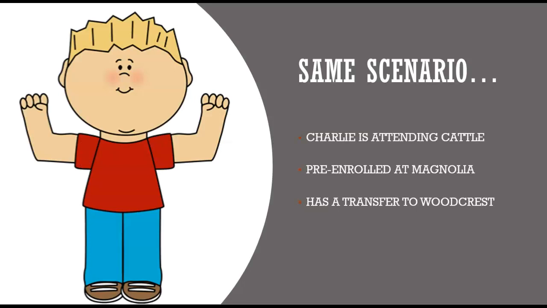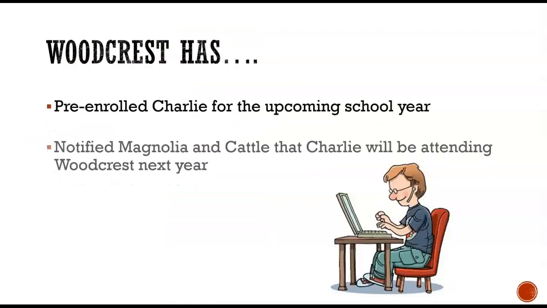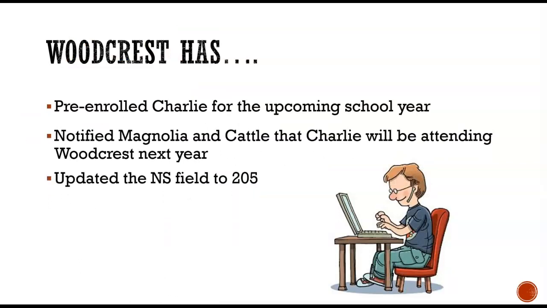Example 2. Same scenario. Charlie is attending Cattle. He is pre-enrolled at Magnolia and has a transfer to Woodcrest. Woodcrest has pre-enrolled Charlie for the upcoming school year, notified Magnolia and Cattle that Charlie will be attending Woodcrest next year, and updated the next school field to 205.